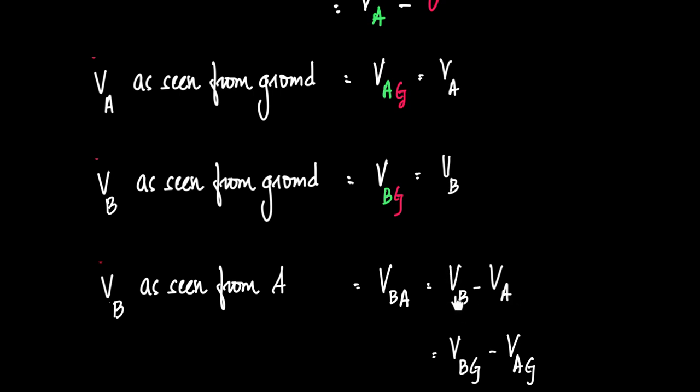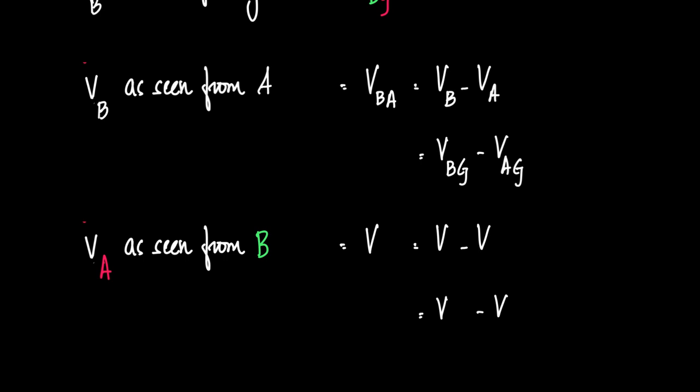But what is VB? Exactly, VB is equal to VBG. What is VA? Velocity of A with respect to what? Velocity of A with respect to ground. Therefore, this is velocity of AG. So, VB minus VA actually represents VBG minus VAG. Can you guess what should be the next one?